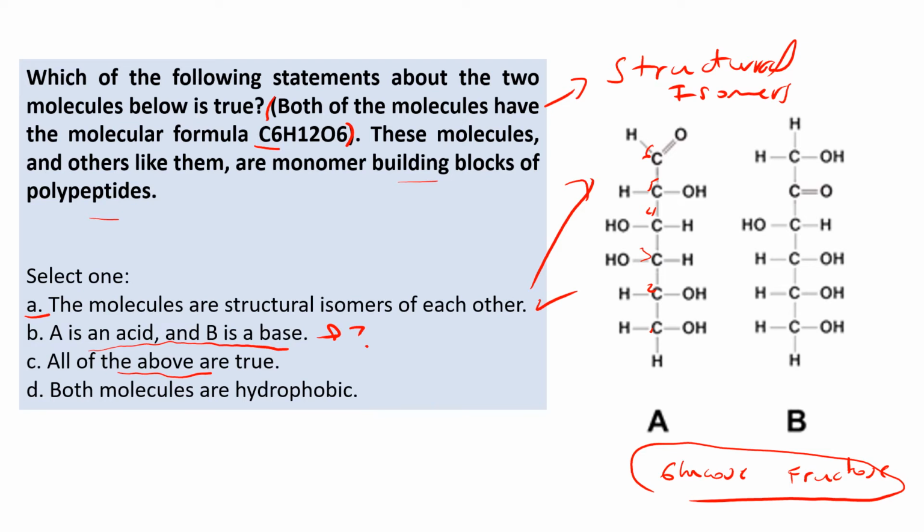Let's look at this one. Both molecules are hydrophobic. We know that these carbohydrates, when you have all this hydrogen and all these oxygens here, and this OH, can form hydrogen bonds. So this is very likely to be wrong. So this one will be wrong, and this is wrong. So the best answer will be 8.